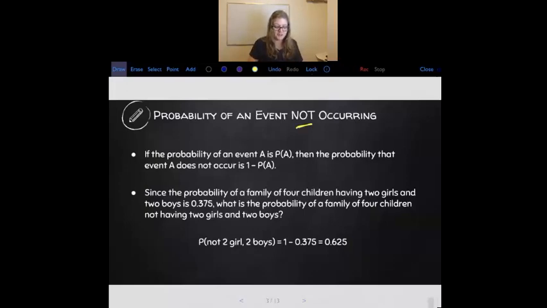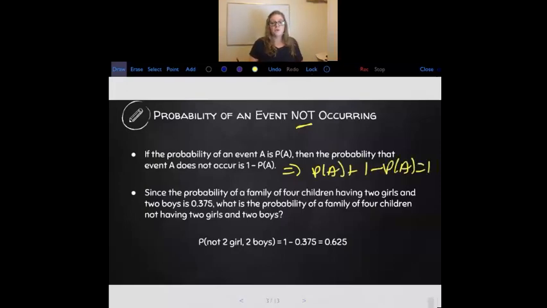So if the probability of an event is defined to be P of A, then the probability that the event does not occur is 1 minus P of A. What this implies is that the probability of an event occurring plus the probability of an event not occurring is equal to 1.